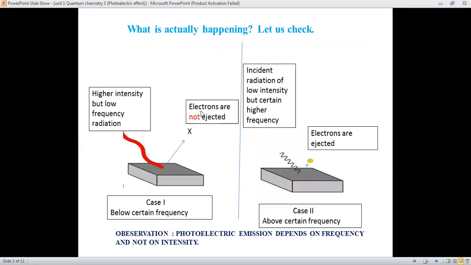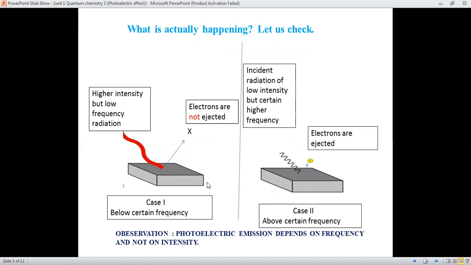So what is actually happening over there? Here we have two cases. This is the metal surface. In the first case, the intensity of the incident radiation is higher, but the frequency of that radiation is lower, so in that case no electron will be ejected. And in the second case, when the intensity is lower but the frequency of the incident radiation is above a certain frequency, at that time electrons are ejected.